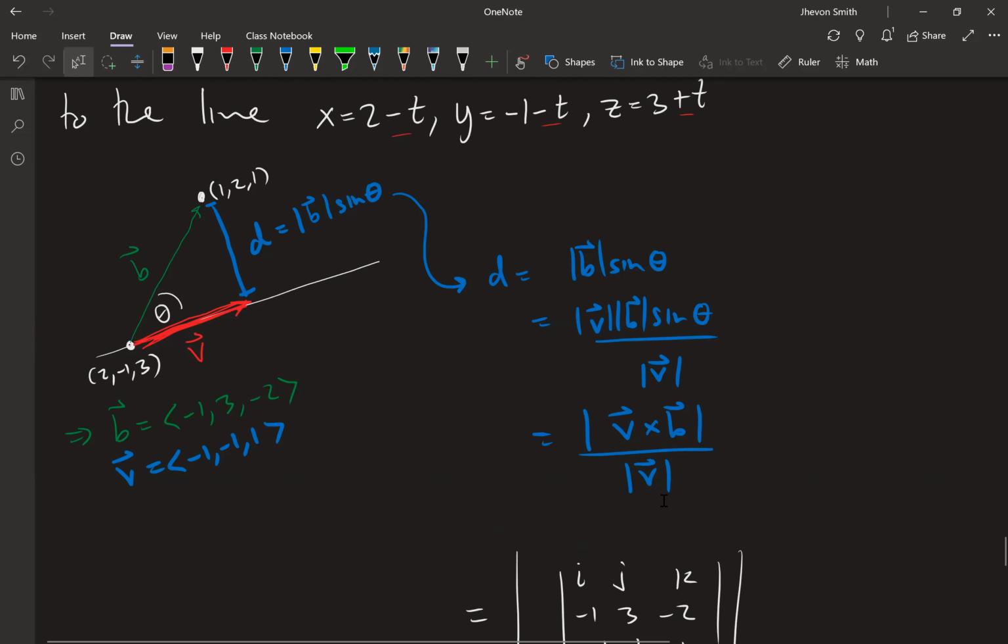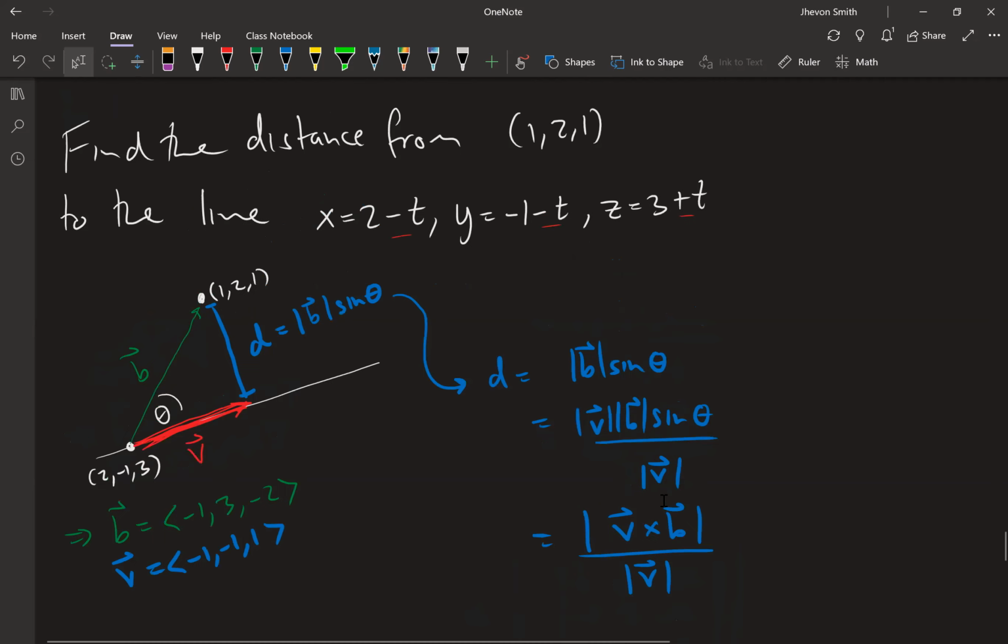Yep. V is the direction vector of the line, minus 1, minus 1, 1. It's the coefficients of the t's on the line.